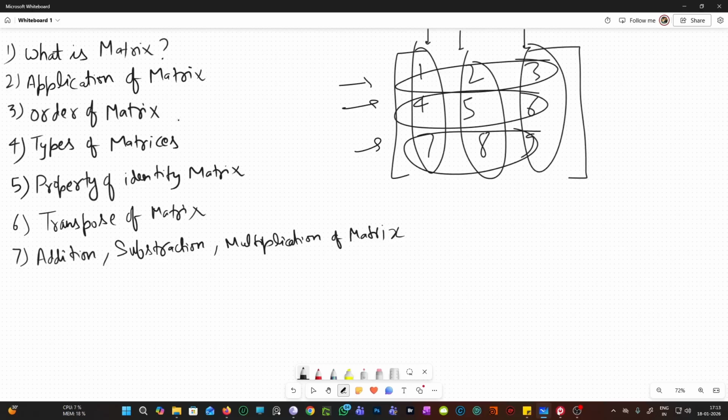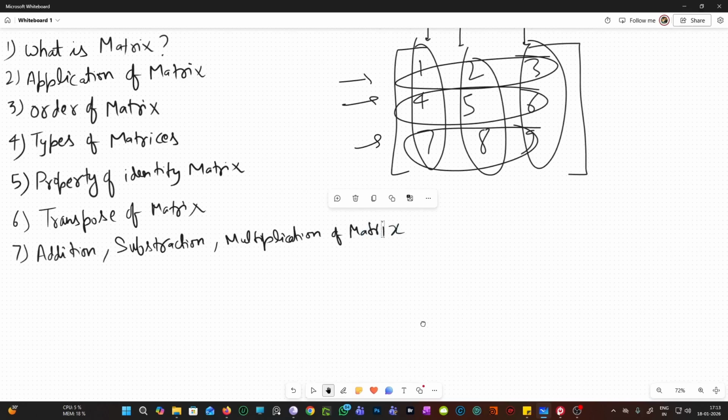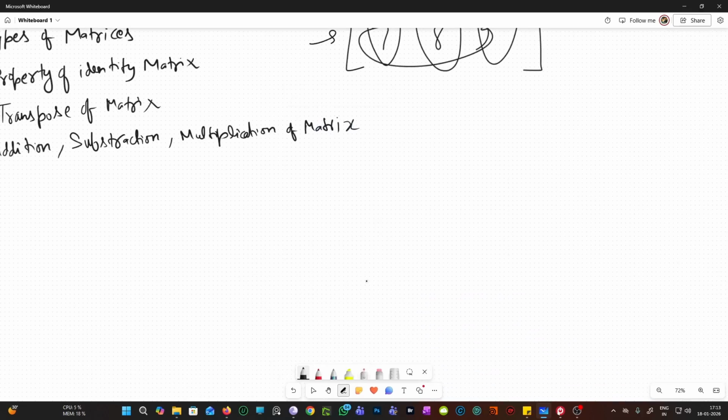Now the next thing we have is application of matrix. One of the very famous applications of matrix is an image. Let me move it here. Okay, so let's say we have an image here of a guy standing, and let's say this is a grayscale image. Then we can represent this image in the form of a matrix.